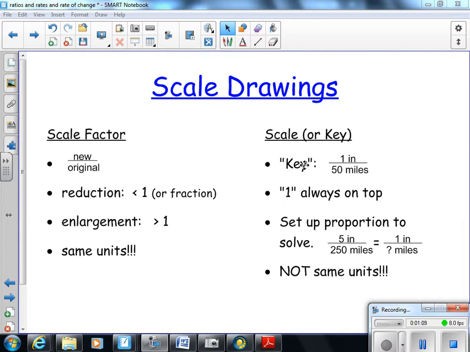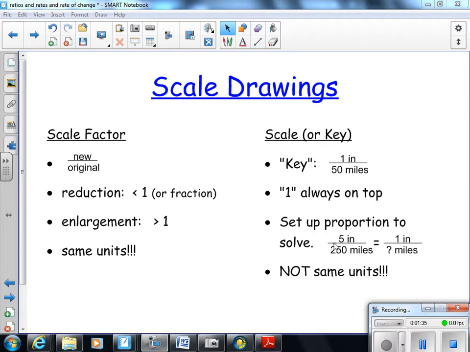Now today we're looking at the scale, which is sometimes known as the key. This is an example of what it might look like. You might say 1 inch is equal to 50 miles. You notice that they are not the same units, and that's okay. When you're finding the key, given some distance, 1 is always going to be on top. Now, how do you find it? This is how. You set up a proportion to solve.